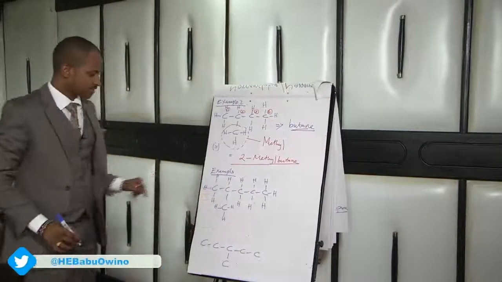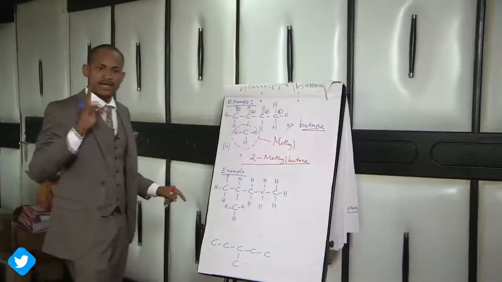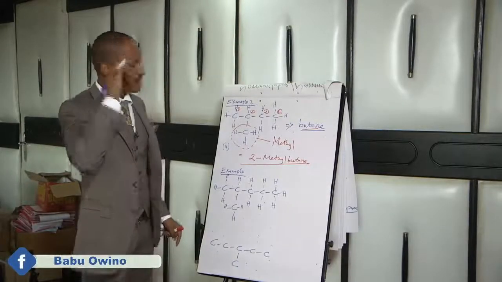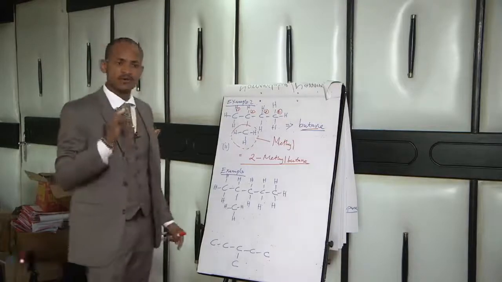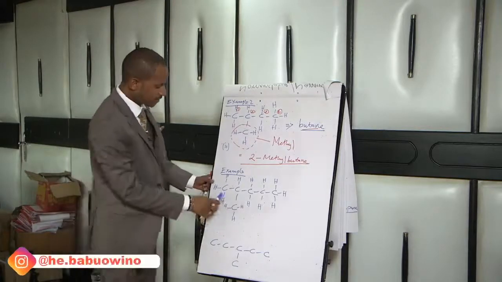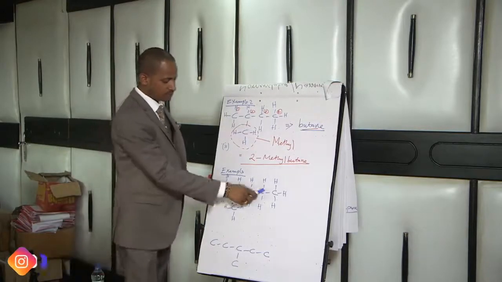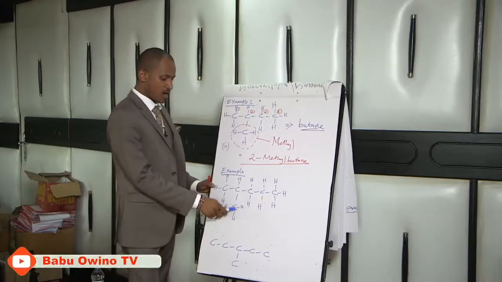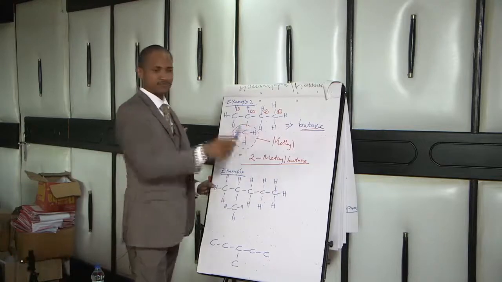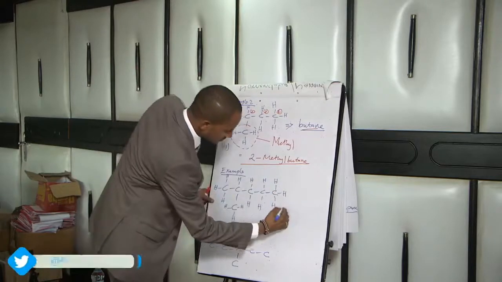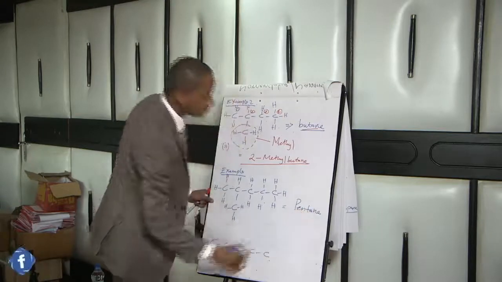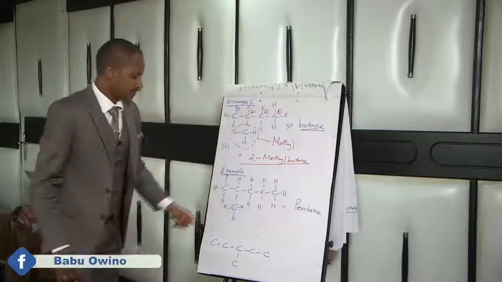Before we go to this, let's check this. First step, identify the longest continuous carbon chain. In our case, 1, 2, 3, 4, 5, or 1, 2, 3, or 1, 2, 3, 4, 5. So it is 5 carbon atoms that gives it pentane. When it is pentane, we are done with it.